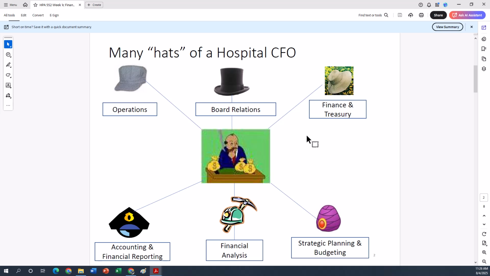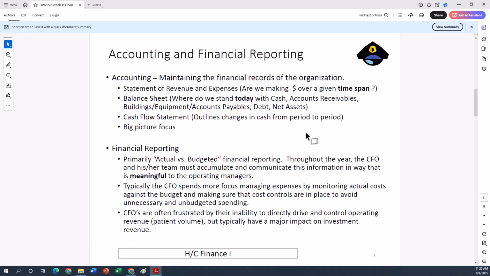I think it's important just to know and understand how the finance department interacts with the rest of the institution and their area of responsibility. So the most traditional one, which you should have covered in healthcare finance one, is accounting and financial reporting. Accounting maintains the financial records of the organization. We've got our basic financial statements.